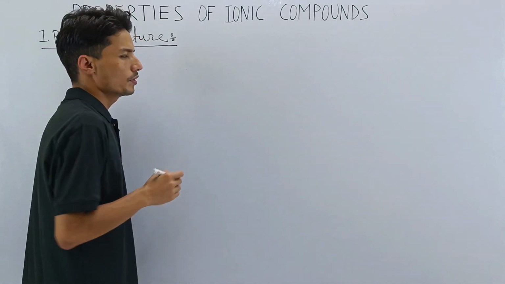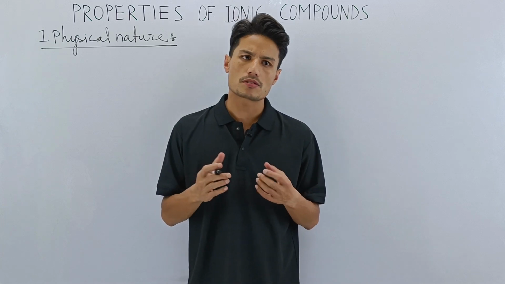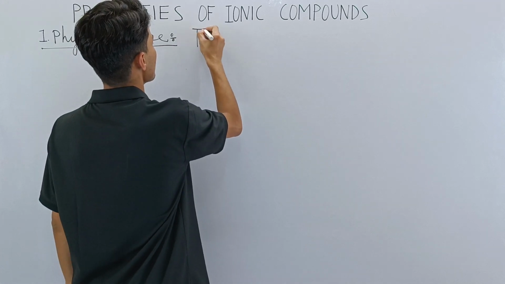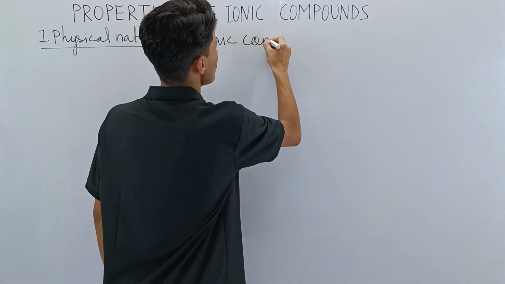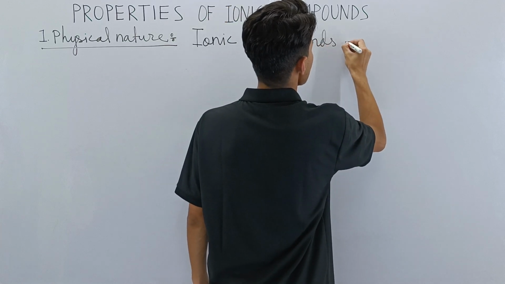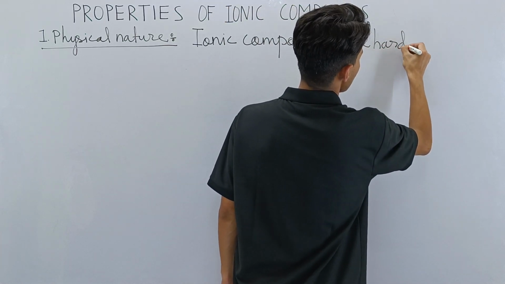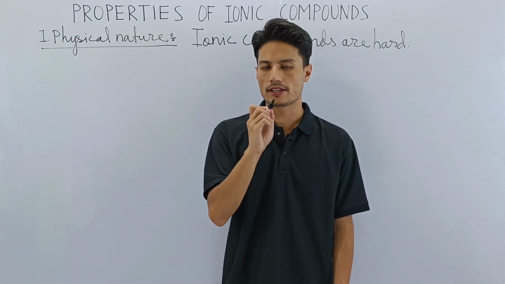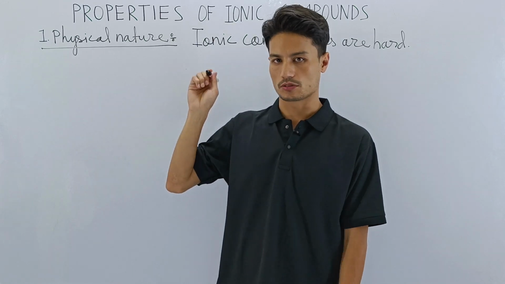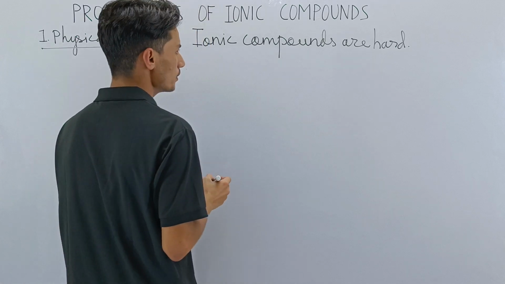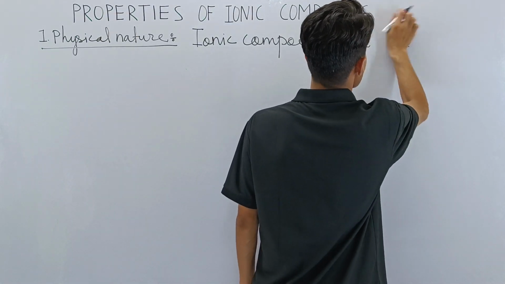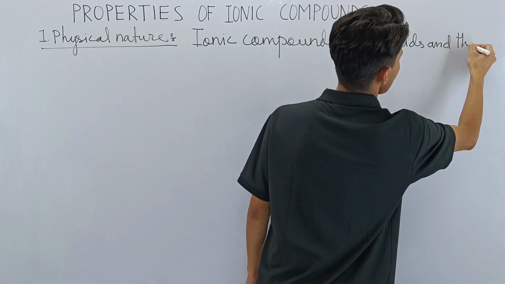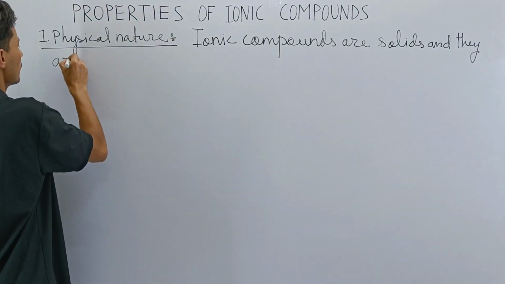So physical nature, what is the physical nature of ionic compounds? See class, ionic compounds are solids, so they will be hard, okay? So physical nature, you write ionic compounds are hard. I hope I don't need to remind my dear students that you have to watch the video holding your pen or a pencil and a book, okay, so that you take down notes, okay? Remember that. So ionic compounds are hard, okay, are solid. Let's write first, are solids, okay, and since they are solids, they are hard.